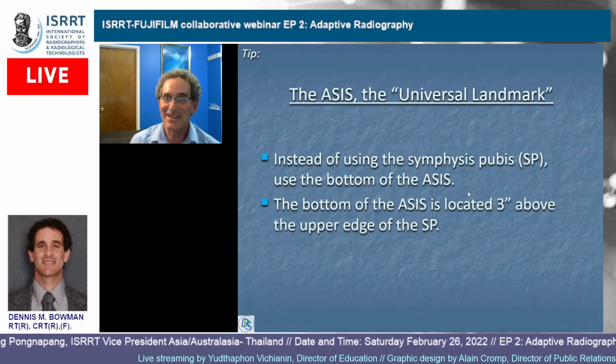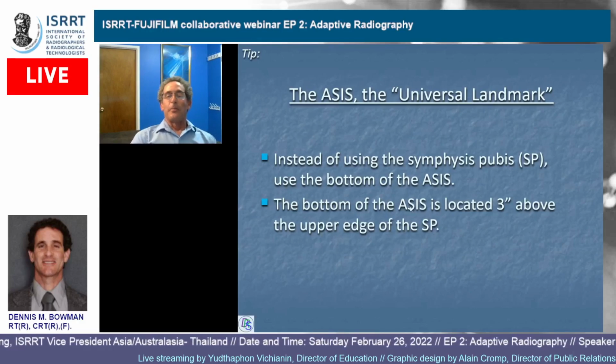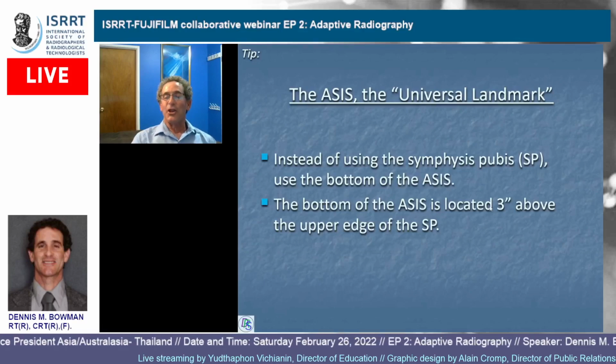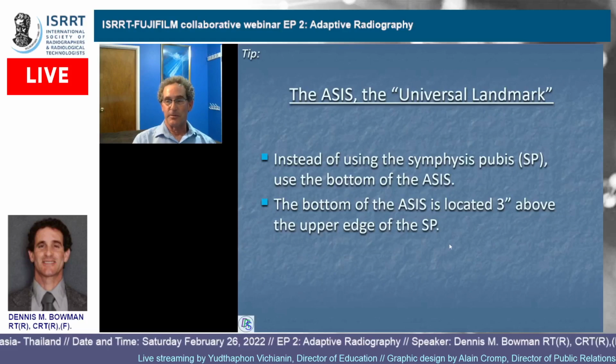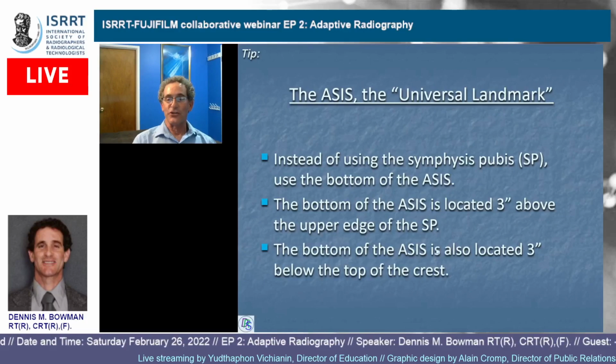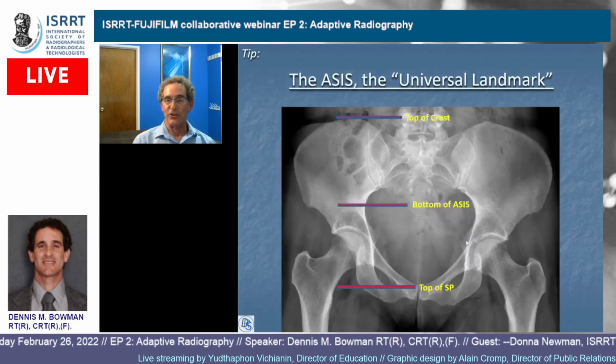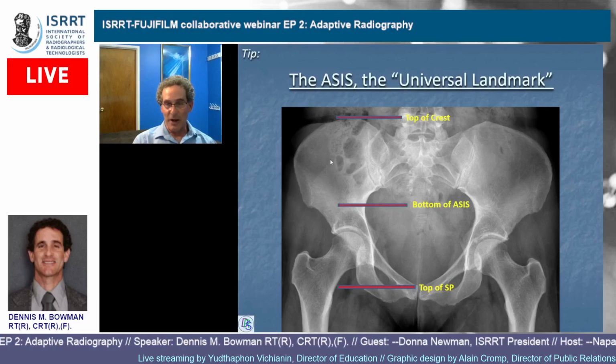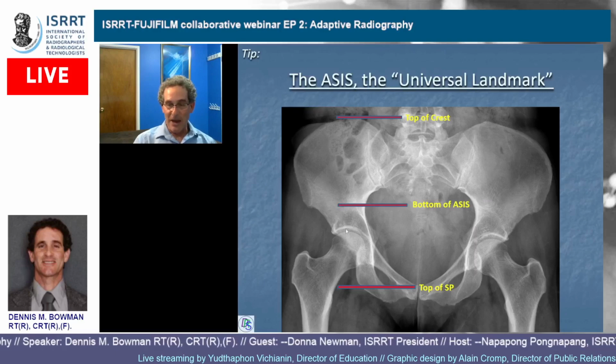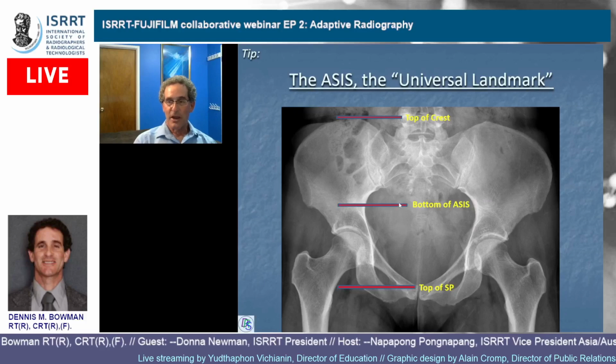So the bottom of the ASIS is located 3 inches above the upper edge of the symphysis pubis. And the bottom of the ASIS is also located 3 inches below the top of the crest. So it's this kind of perfectly centered thing. Here's the ASIS right here, and this is the very bottom of it. It's 3 inches down to here, which is right at the top of the symphysis pubis, and 3 inches up here to get to the top of your crest.